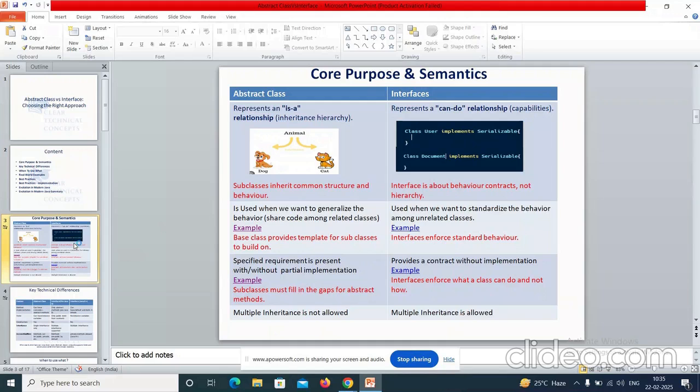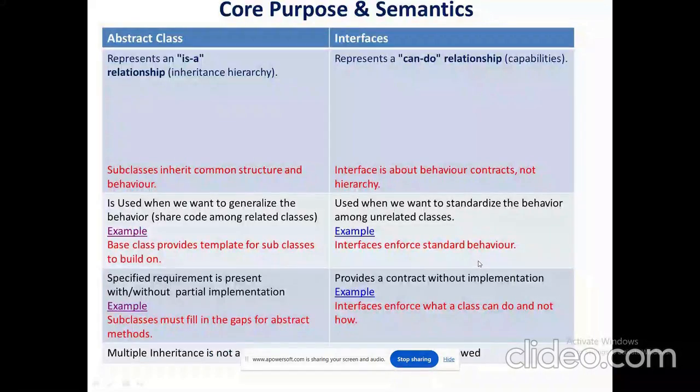Abstract class represents an is-a relationship. It establishes an inheritance hierarchy. Think of it as a parent child relationship. For example, dog and cat are animal. This implies that it shares the traits, that is eat, sleep, that all animals have. So subclasses inherit a common structure and behavior.